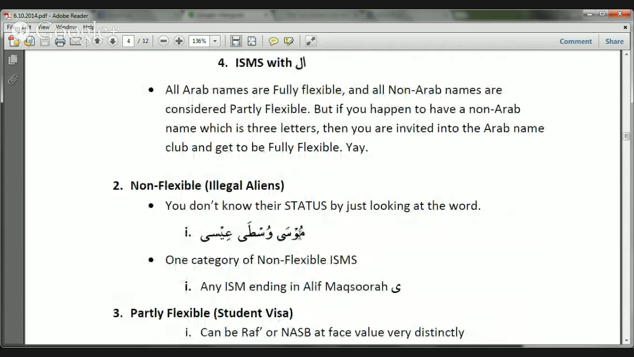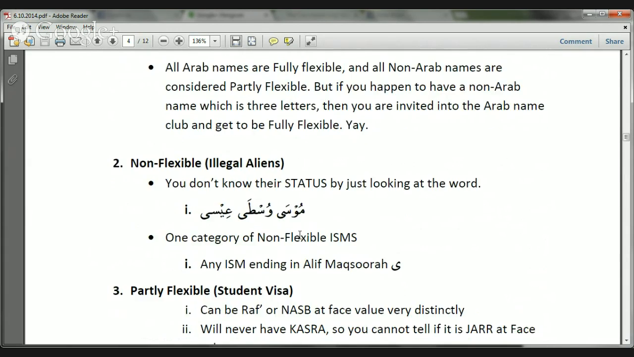Number two, non-flexible isms. You don't know their status by just looking at the word. So Musa, Wusta, Isa, just some of them. There's only one category of non-flexible words, and that is those that have alif maksura at the end of them.